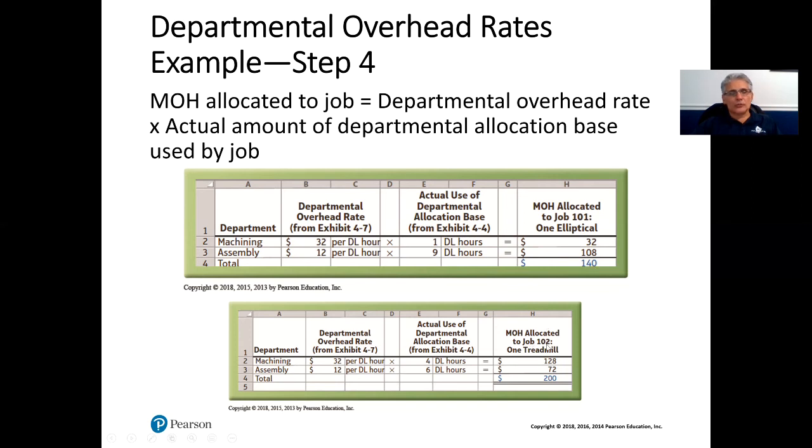Now job 102, that was the elliptical. We went and traced that. We're still using the same rates, but we have different hours. We have 4 direct labor hours for machining on that one. That's $128. 32 times 4, 128. Assembly is getting 12 times 6, 72. So we add this up. So job number 102 gets $200 of MOH.